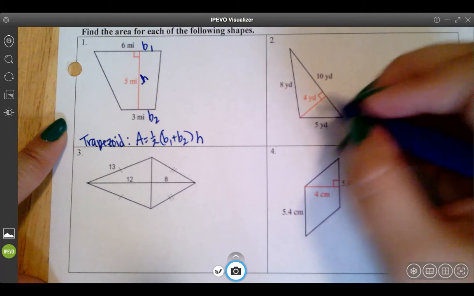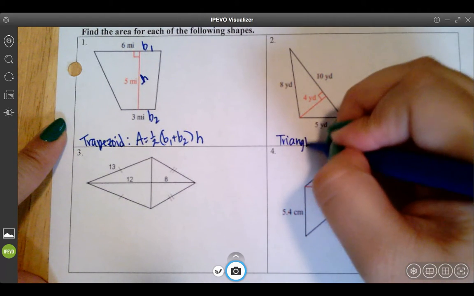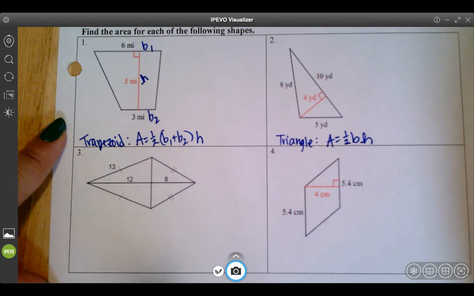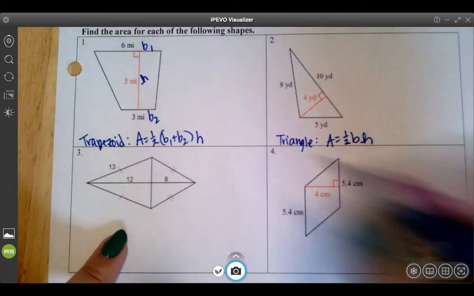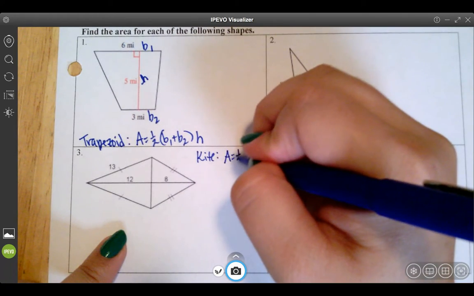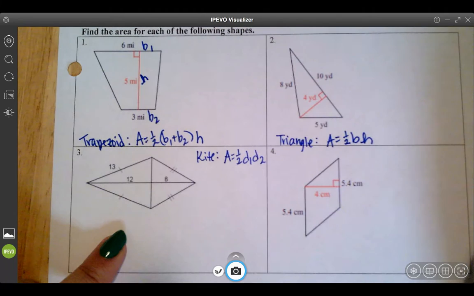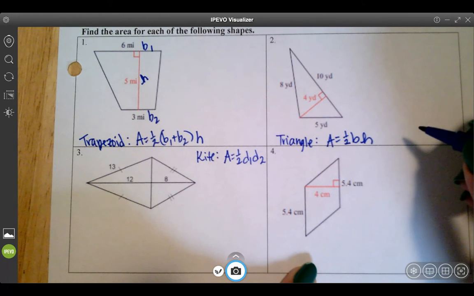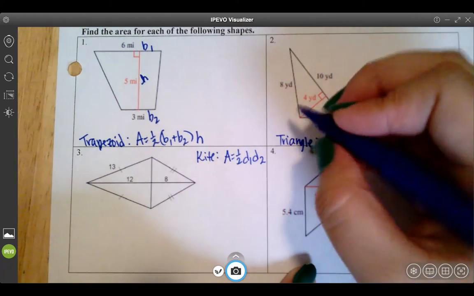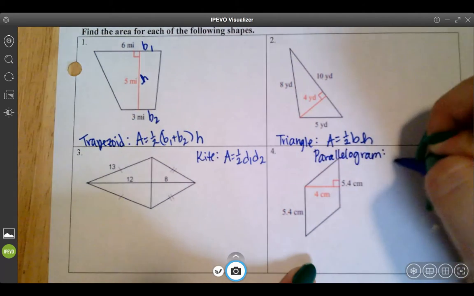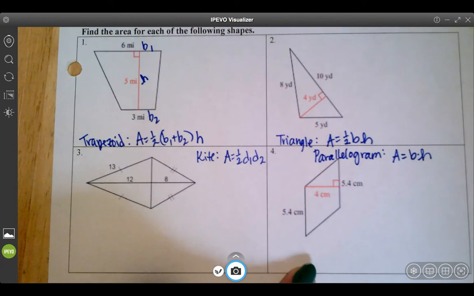This is a triangle. For a triangle, we use area equals 1/2 base times height. For number 3, this is a kite. For a kite, we use area equals 1/2 diagonal 1 times diagonal 2. And this is, well, we don't know for sure if it's a rhombus, but we do know that it's a parallelogram. So we'll use parallelogram, which is area equals base times height. Go ahead and give these ones a try, and then we'll work through them together.